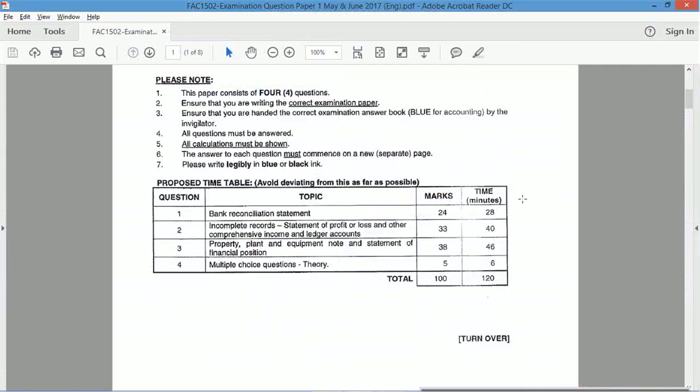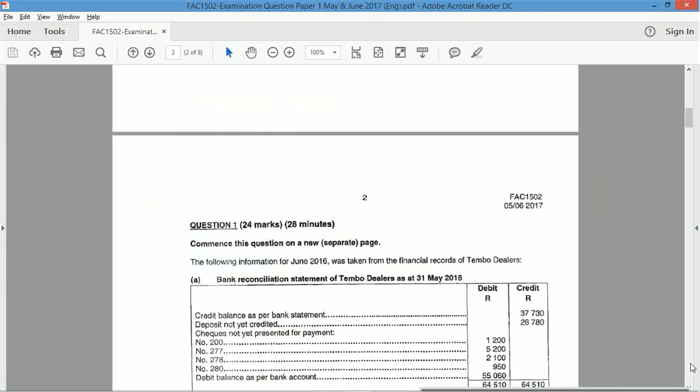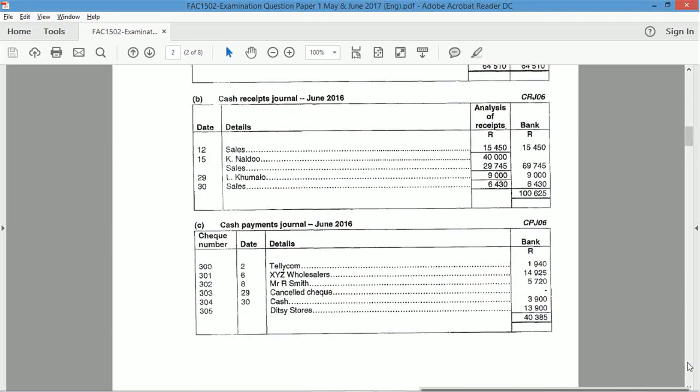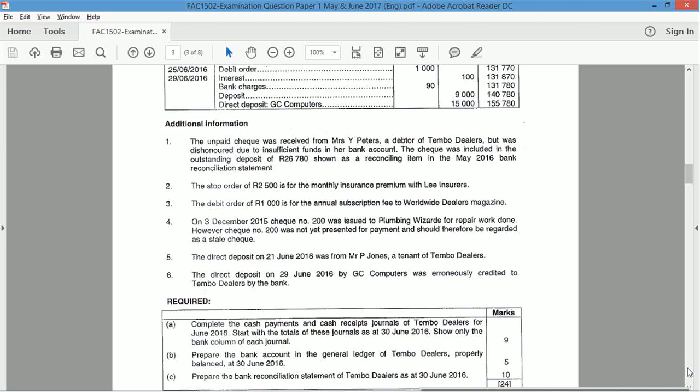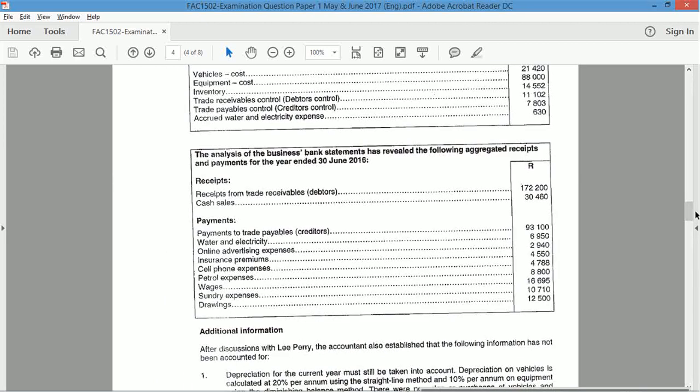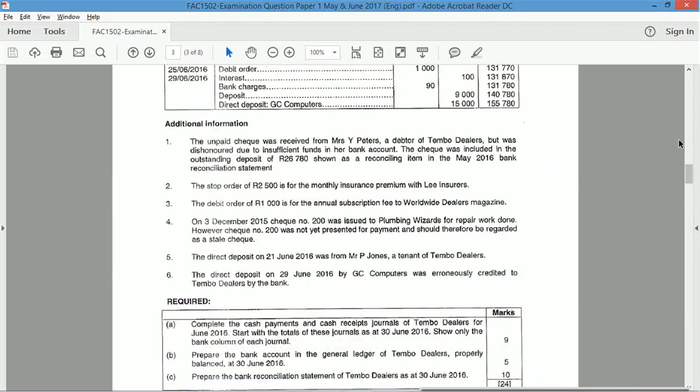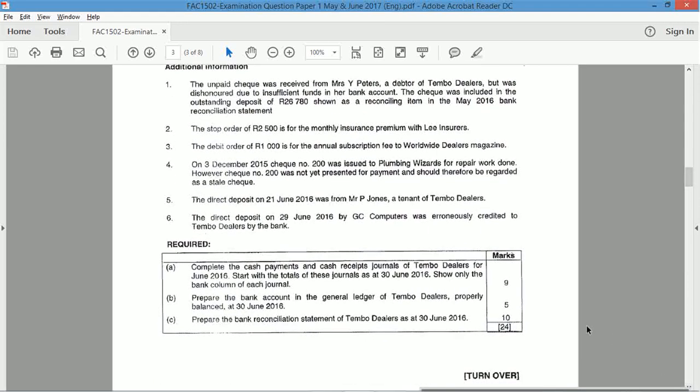Let's go to the question and let's look at what is given. Okay, so you've got journals, you've got the bank recon, you've got the statement. So this is your tick, tick, tick one. Exam technique is key, so you need to look at the required. Where's the required? Here's the required. What do they want? Cash payments and cash receipts for June. Start with the totals. Only show the bank column in each, okay? Then they want the bank T account and they want the reconciliation. So it's what we've been always doing.